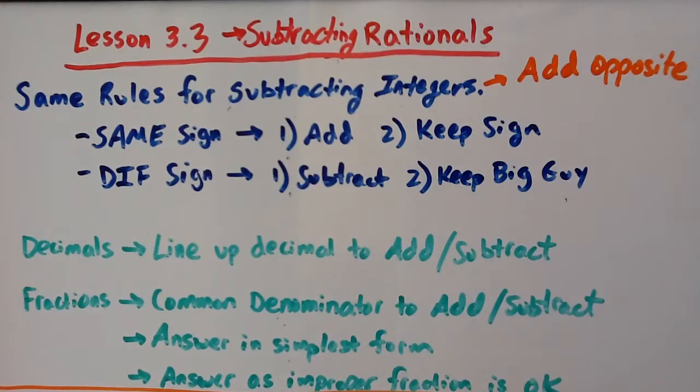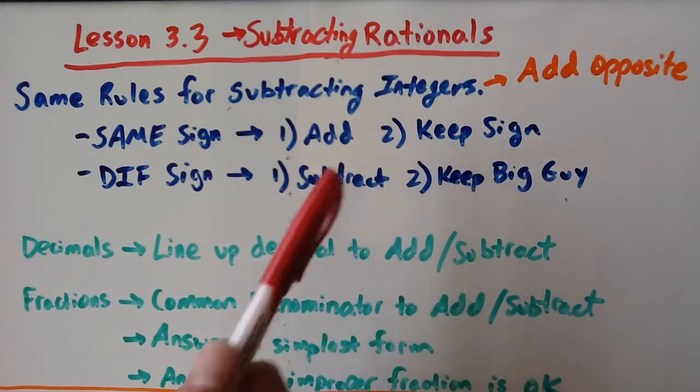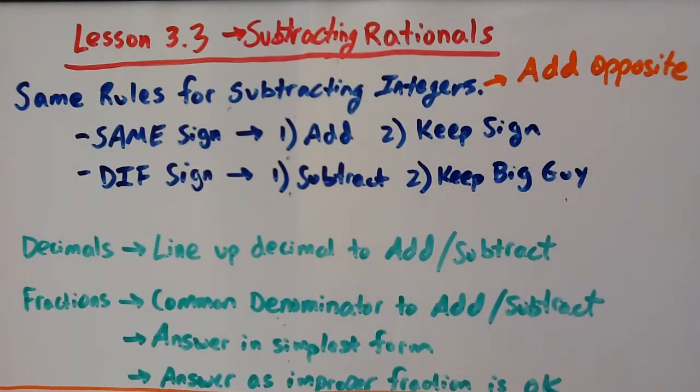When subtracting rational numbers, we use the same rules that we used for subtracting integers. Remember that when subtracting a number, it is the same as adding the opposite of the number. If the signs are the same, we add and keep the sign. If the signs are different, we subtract and keep the sign of the big guy.